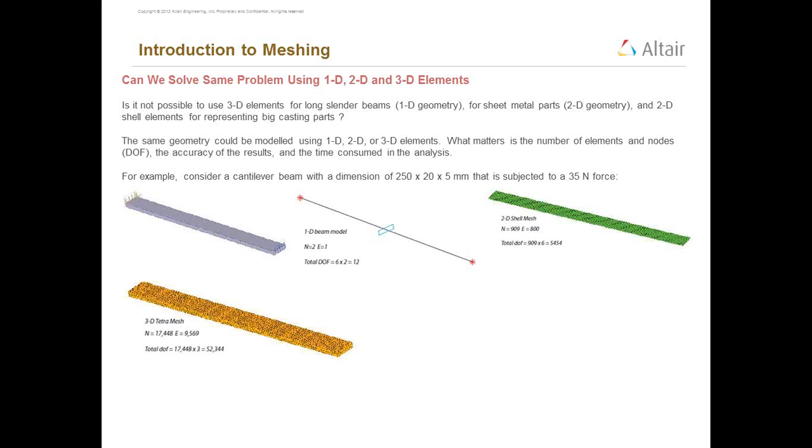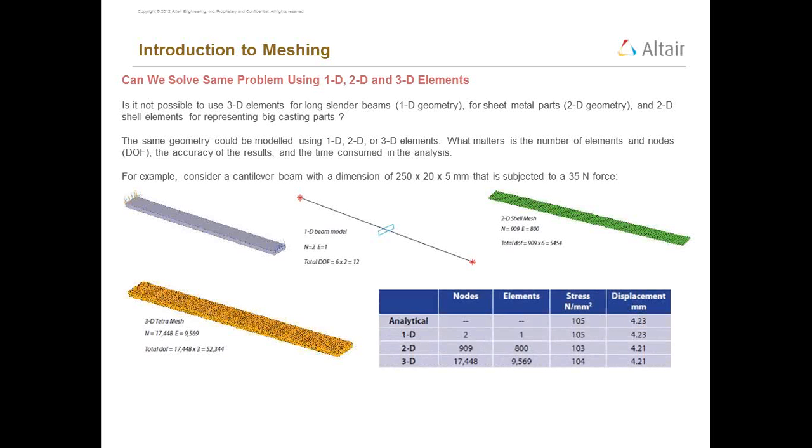If we use 3D elements for the same problem, then the total number of nodes is 17,448, the number of elements goes to 9,569 and the total degrees of freedom goes to 52,344. But there is no change in the results. The 1D element is giving the same result as 3D. But as the number of nodes and elements increases, the solver time also increases.